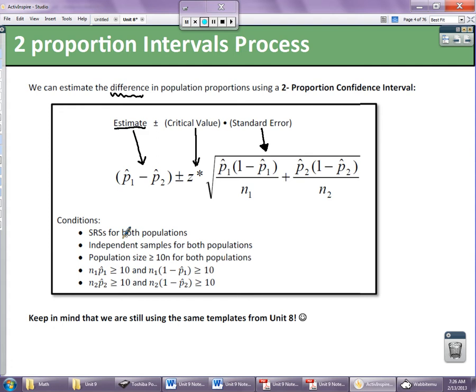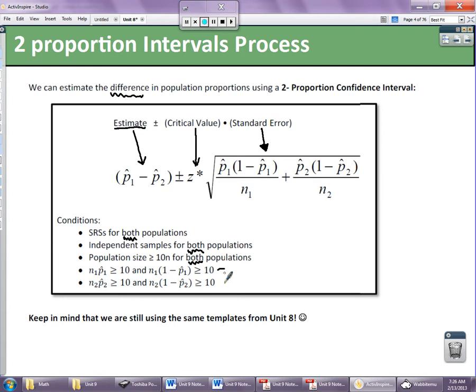My conditions are still the same. I have to have a simple random sample, but I have to have it for both populations. I have to have independent samples, but again for both populations. My population size has to be bigger than 10n for both populations. And yes, for both populations, you have to do n times p is greater than or equal to 10, and n times 1 minus p is greater than or equal to 10.